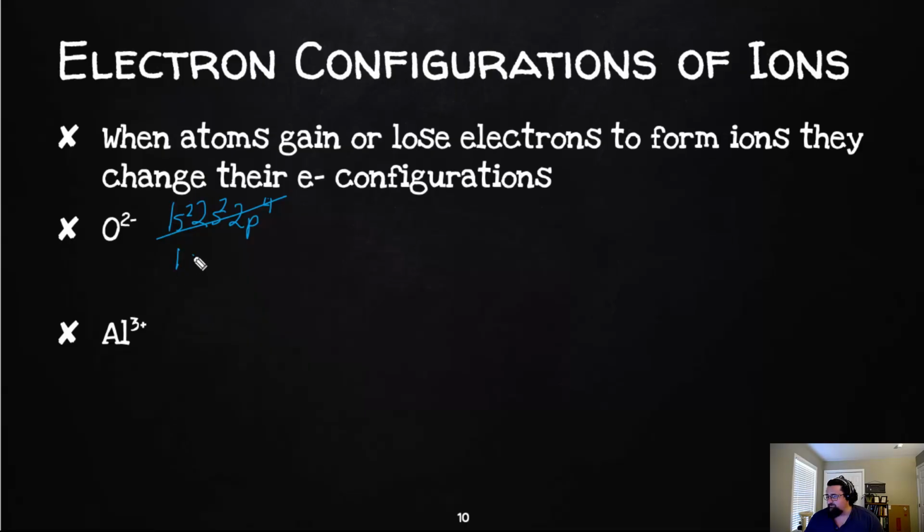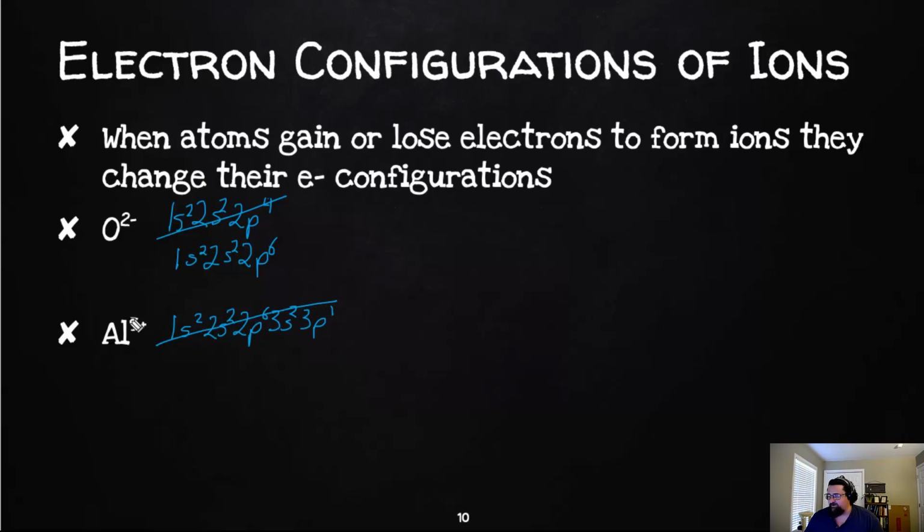It's going to be 1s2, 2s2, 2p6. It's gained 2 electrons. And so we have that. Aluminum normally has 13 electrons. It normally has a 1s2, 2s2, 2p6, 3s2, and a 3p1. But that's not true anymore.